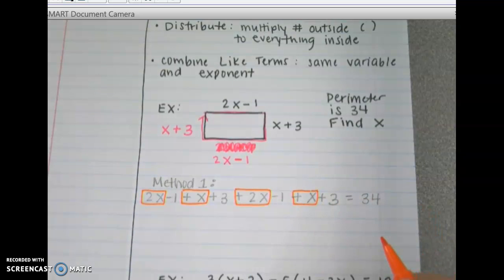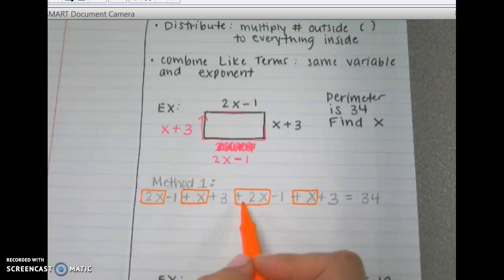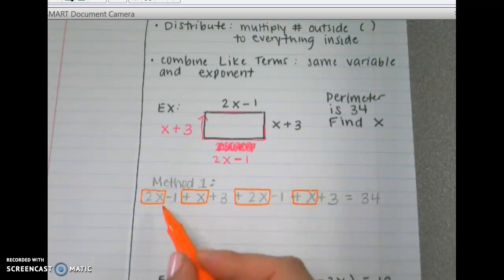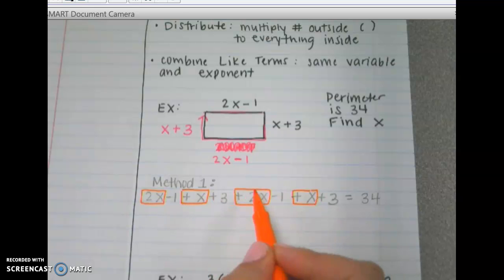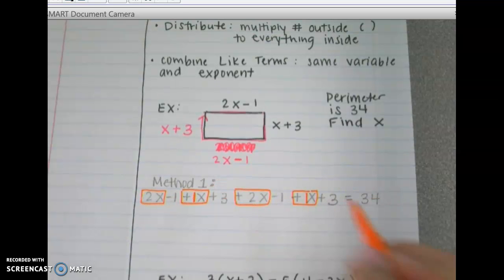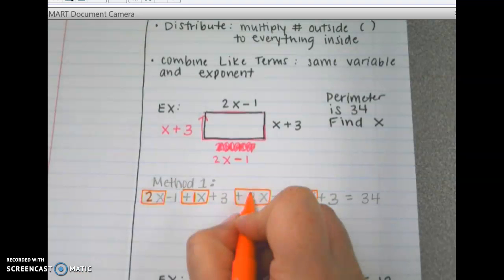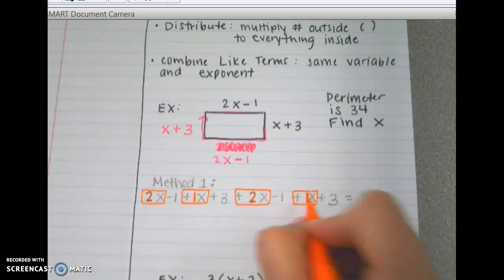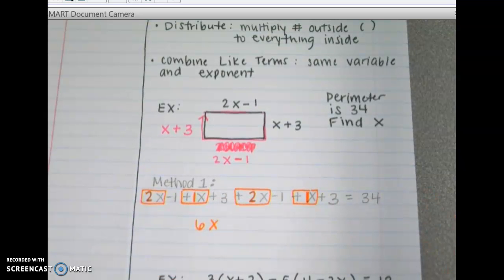All right, and so those are all of my x's. I'm going to add however many I have together. So 2 plus 1 plus 2 plus 1. 2 plus 1 is 3. 3 plus 2 is 5. 5 plus 1 is 6. If it helps you, you can put a 1 in front of those x's. But we did 2 plus 1 plus 2 plus 1, so I have a total of 6x.